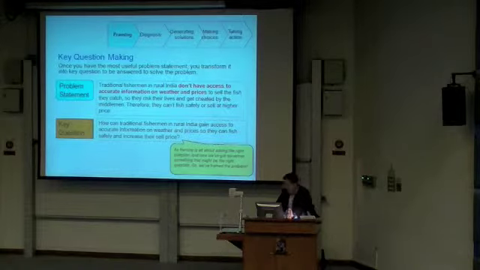So how can traditional fishermen in rural India gain access to accurate information on weather and prices so they can fish safely and increase the price they sell at? So framing is all about asking the right question, and now we've got ourselves something that might be the right question. Okay, so because we define the problem statement properly, then you can have a better key question to ask for.